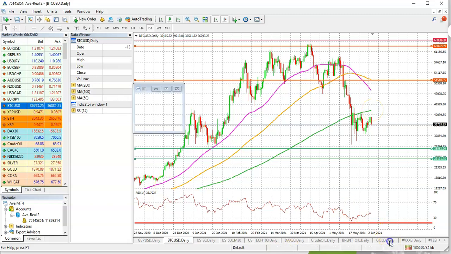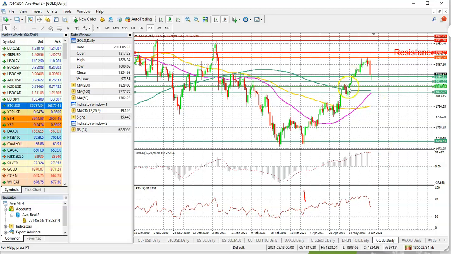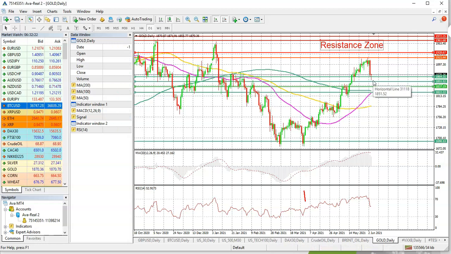Now, quickly moving on to gold prices. Gold prices have moved away from our defined area of resistance, which we mentioned in our previous analysis. Now the price has entered into our defined area of support, which we also mentioned in our previous videos, and that runs from 1851 to 1864.